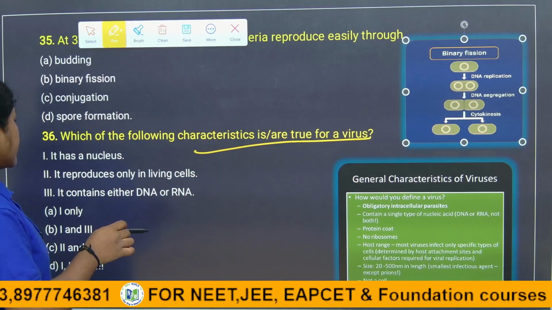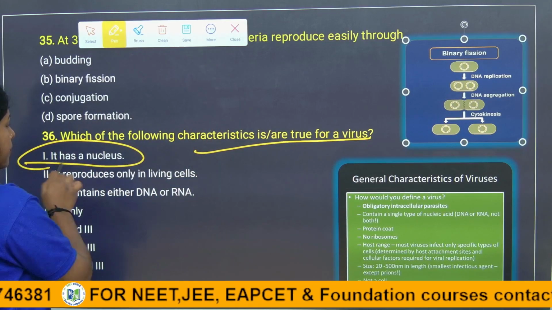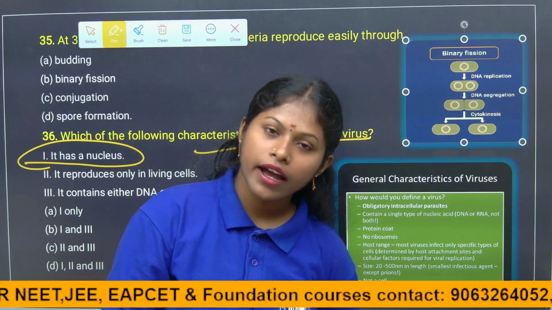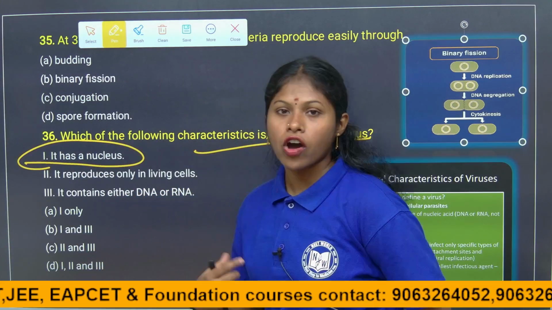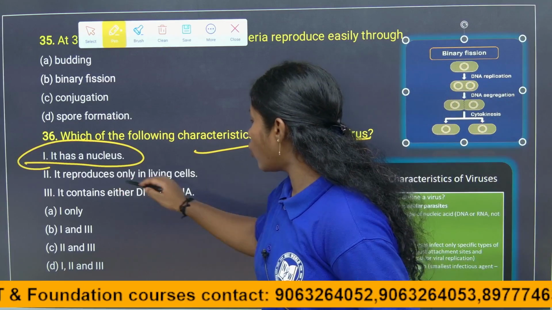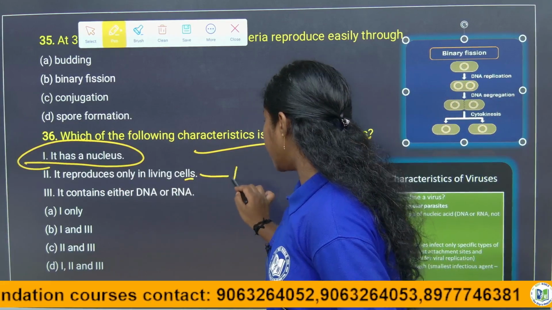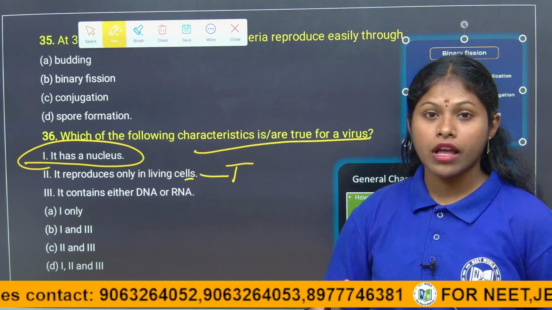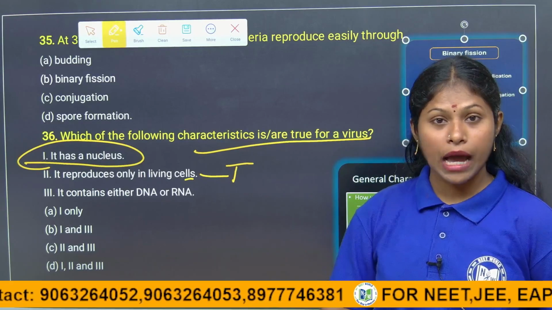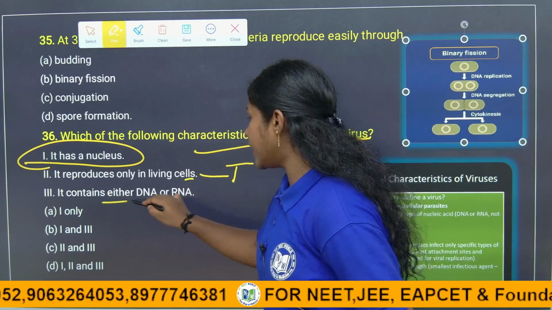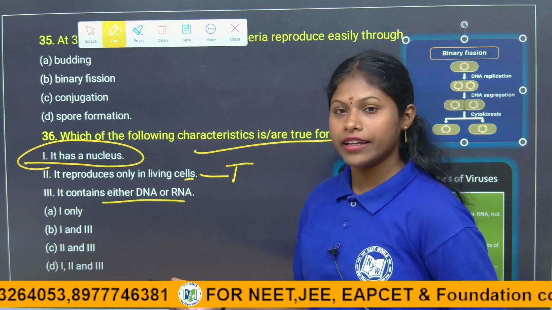They are saying it has a nucleus. No, it has the genetic material, which may be either DNA or RNA. Let's see another two options also. It reproduces only in living cells. Of course, it's a true statement. When the virus finds the host, then only it will reproduce, then only it can form its own kind of species. It contains either DNA or RNA.